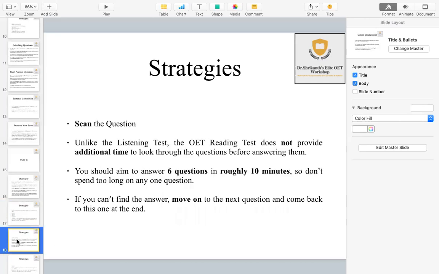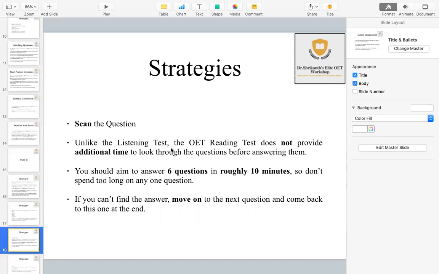So the strategy is to scan the questions. Always prioritize the questions first, identify the keywords in the questions, and then move on to the passages. It's not necessary that you read all the multiple choice options, but read the question first and understand the purpose of the question, then understand the purpose of the passage, and then try to figure out what the answer is.